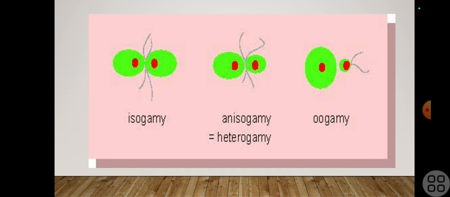Then comes oogamy. In oogamy, the female gamete is larger in size and non-motile while the male gamete is smaller in size and motile. In this condition, the female gamete is called egg while the male gamete is called sperm.